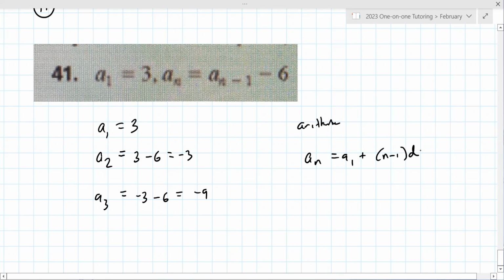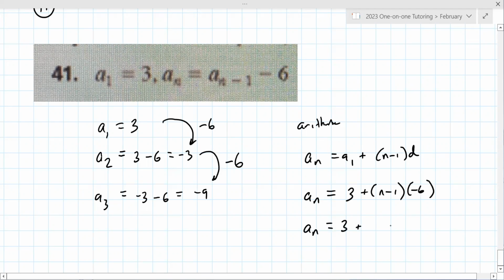So your A1 is 3, that's what's given. And then your n is your variable. d is the common difference. So it's like, what are you doing each time? You're subtracting 6. And then you do have to simplify here. So it's 3 plus -6n plus 6. a_n equals 9 minus 6n. Just because we're short on time here, why don't you go ahead and get that down and let me know.